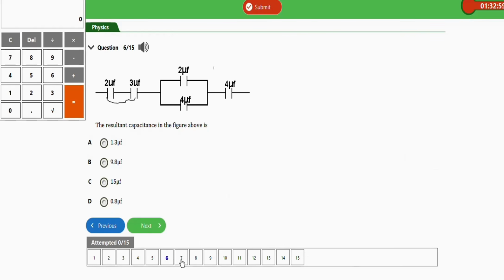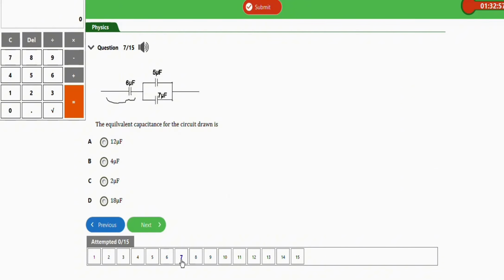So the next repeated question will be this one. It says the equivalent capacitance for the circuit shown is. This is also very simple. Let me remove this.